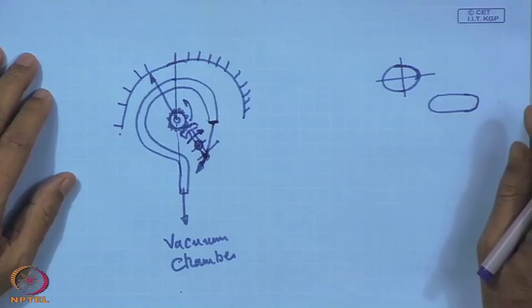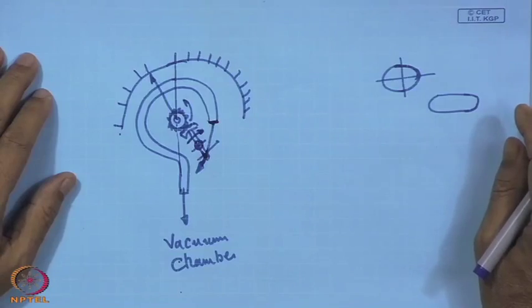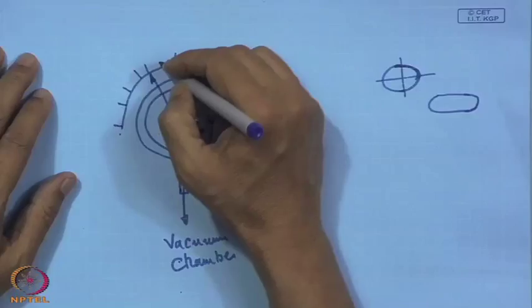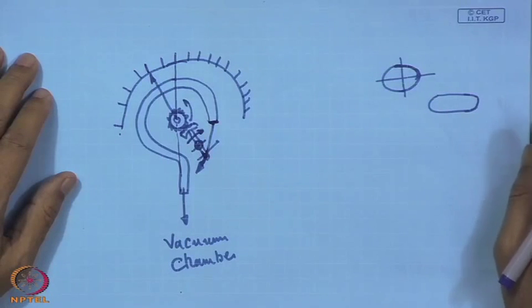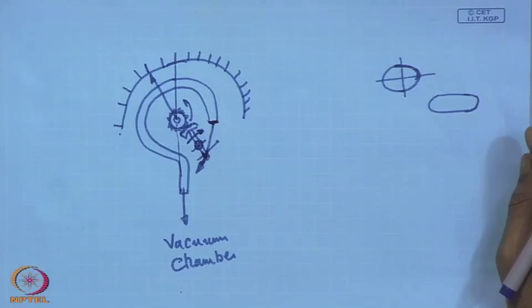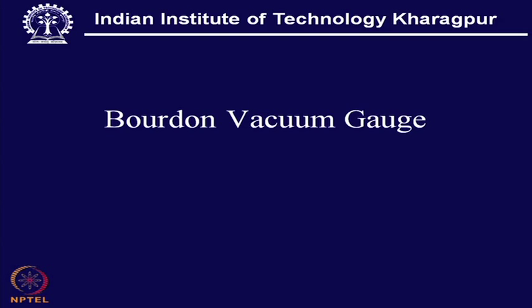So, this Bourdon vacuum gauge is basically used for comparison and quick assessment of the pressure, and that can sometimes be quite convenient to work with. Now, this principle of mechanical measurement of the pressure by direct coupling of this mechanical system with a vacuum chamber can be further extended in the form of a vacuum diaphragm gauge.